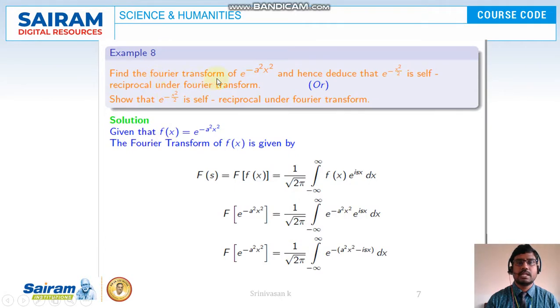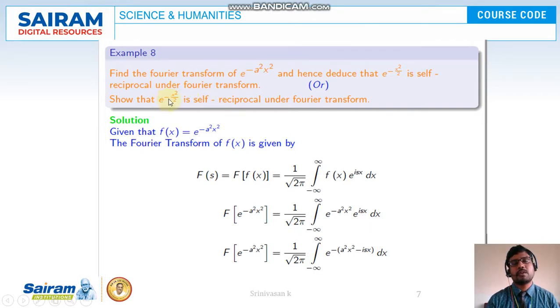Find the Fourier transform of e power minus a square x square and hence deduce that e power minus x square by 2 is self-reciprocal under the Fourier transform, or show that e power minus x square by 2 is self-reciprocal under the Fourier transform. Self-reciprocal is nothing but converting x to s, time to frequency.